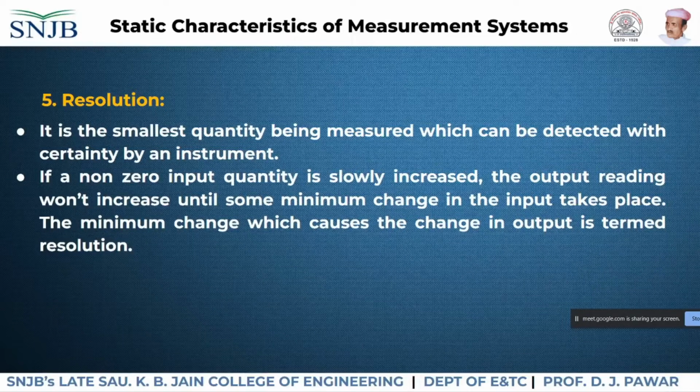So this 5 ml will be called as resolution. If a non-zero input quantity is slowly increased, the output reading won't increase until some minimum change in the input takes place. The minimum change which causes the change in output is termed as resolution. For example, मी जे एक्झाम्पल सांगितलं त्याच्यात 5 ml हे त्याचं रिझोल्युशन होतं, कारण 5 ml चा चेंज फक्त तिथे दिसतो, त्याच्या खालचा चेंज तिथे दिसत नाही.